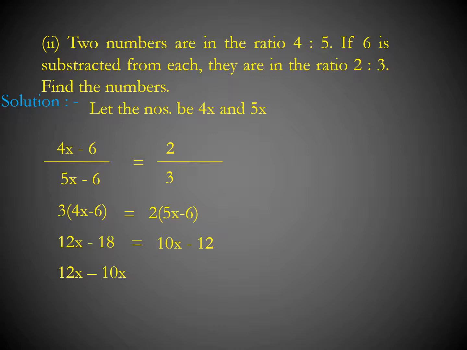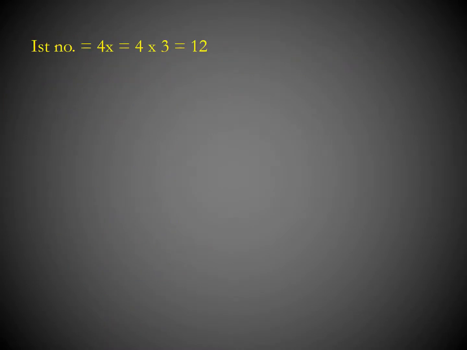You have to take the variables into one side and constants into other side. So 12x minus 10x is equal to 18 minus 12. So 2x is equal to 6. It means x is equal to 3. So first number was 4x, that is 4 into 3 is equal to 12, and second number was 5x, that is 5 into 3 is equal to 15.